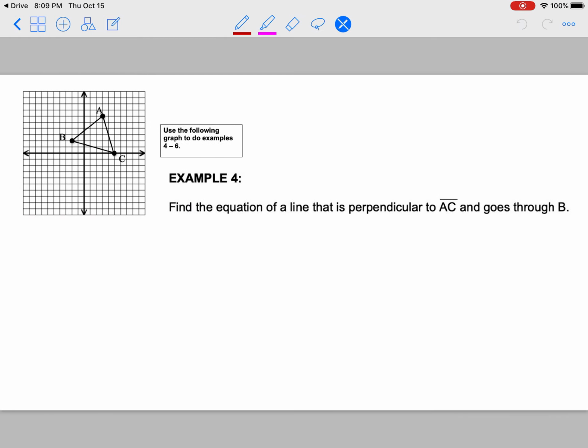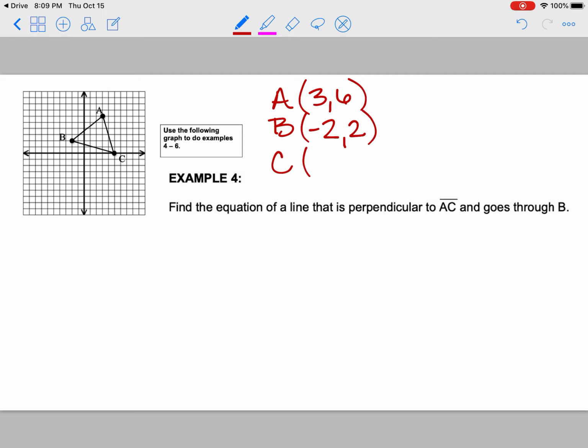Okay, let's keep going. Let's go to example 4. Now we're going to use this graph. So my advice when you're given a graph, and we're going to use the graph on the next 3 problems here, is let's go ahead and find a couple of things so that we don't have to do it every single time. Let's go ahead and find where point A is, point B is, and point C is on the graph. So if we were to count those, point A is at 3, 6.